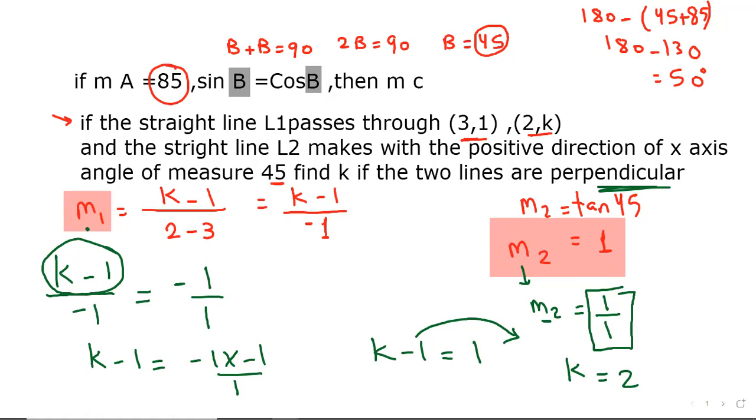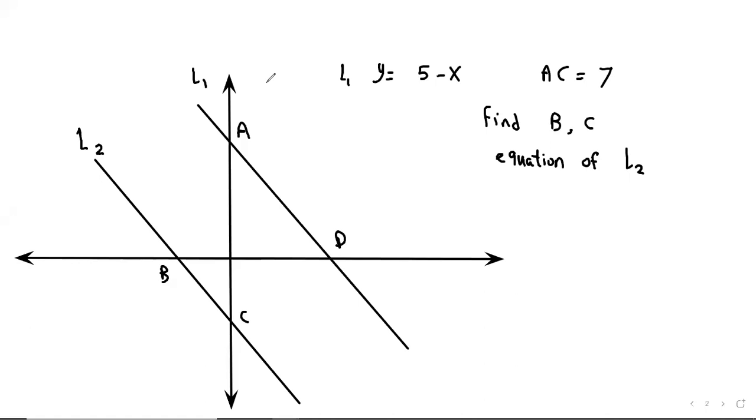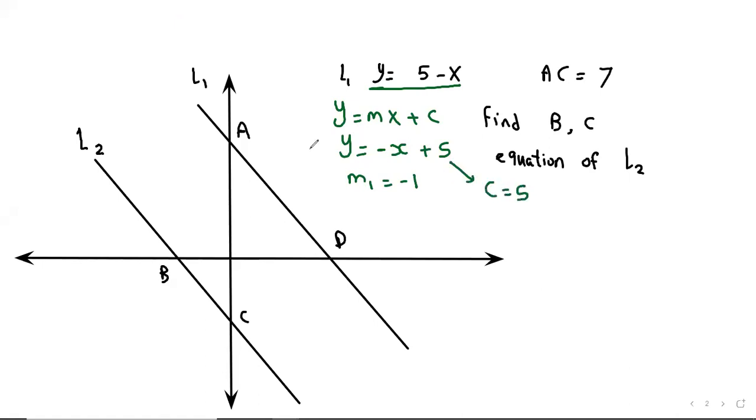Okay, let's go to the next question. Look here at the two lines. They are two parallel lines. And the equation of L1, y equals 5 minus x. So what is the slope here? We can rewrite it in the form y equals mx plus c. So we can write it as y equals negative x plus 5. That means the slope m1 equals negative 1. And the y-intercept here is 5, c equals 5. So this point is 0 and 5.